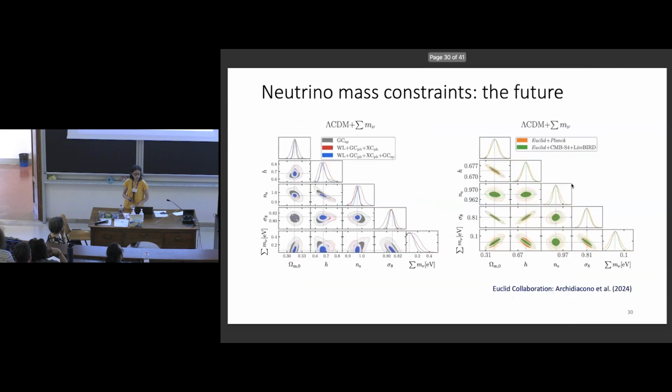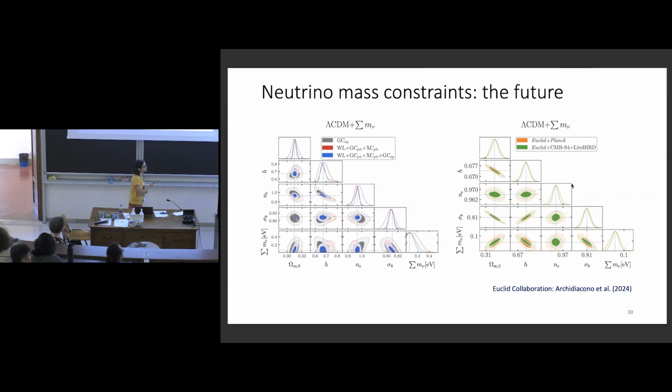So taking into account all these systematic effects and theoretical uncertainties, we worked on this forecast of the sensitivity of Euclid to the neutrino mass. What we have here is a triangle plot with the cosmological parameters, including the sum of neutrino masses, for the primary Euclid probes. In gray, we have the spectroscopy. In red, we have the photometry. In blue is the combination of the two.